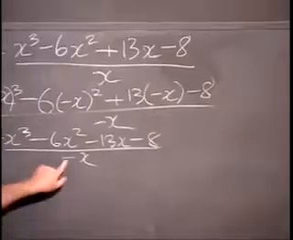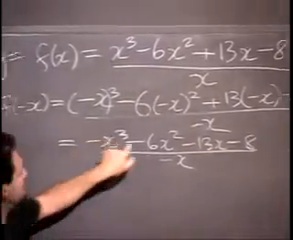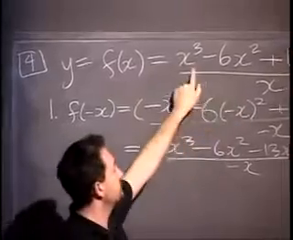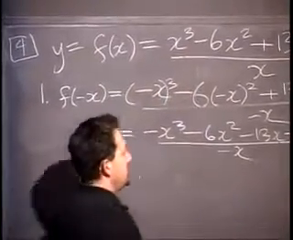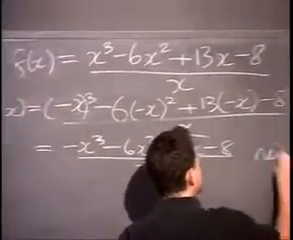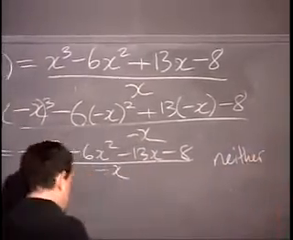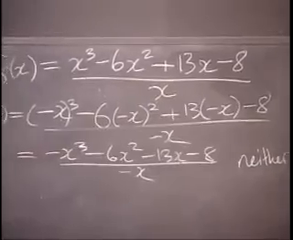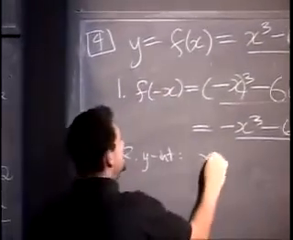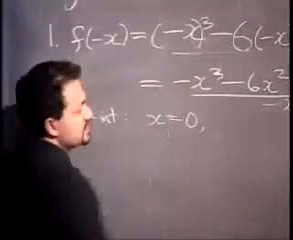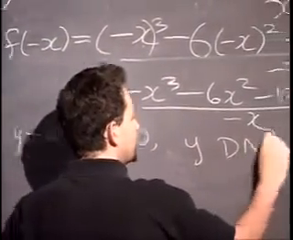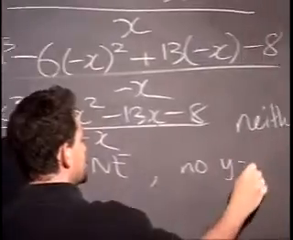I mean, even if you take that minus and put it up there, everything's going to be a positive, and that's going to screw you up. That's not the same as this. So it's neither. I'm afraid no symmetry this time. Okay, how about y-intercept? Put x equals 0. And unfortunately, because of the 0 in the denominator, y does not exist, so no y-intercept.